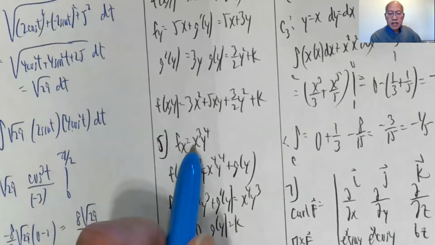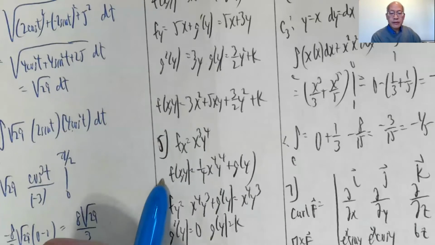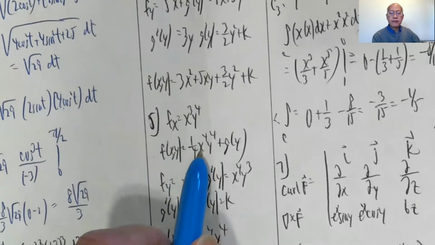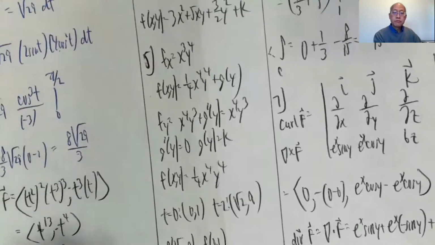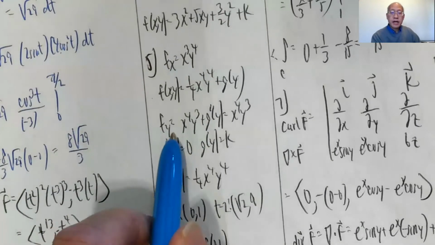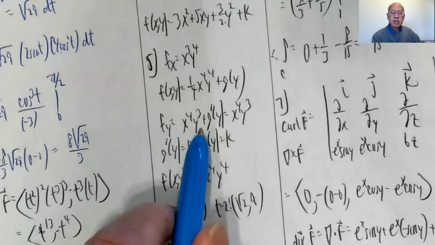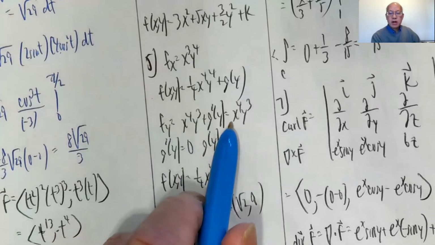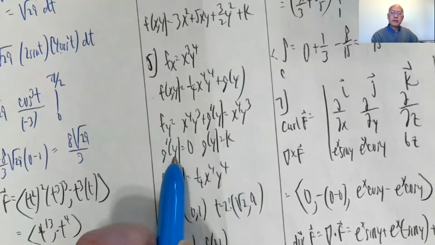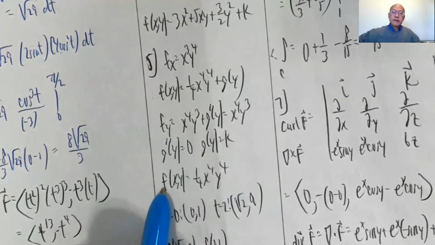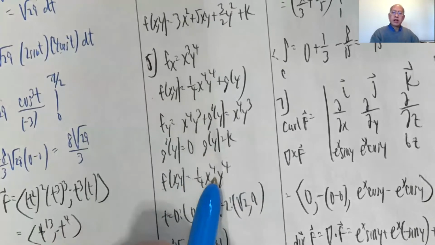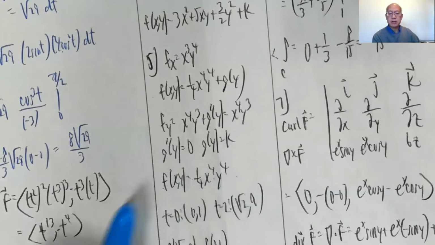Number 5, fx is x cubed y to the 4th. That means f of x, y is 1/4 x to the 4th y to the 4th plus g of y. Differentiate. Fy is x to the 4th y cubed plus g prime of y, and that's equal to x to the 4th y cubed. That means g prime of y is 0, or g of y is a constant. So f of x, y is 1/4 x to the 4th y to the 4th plus k. The easiest k to pick is 0.